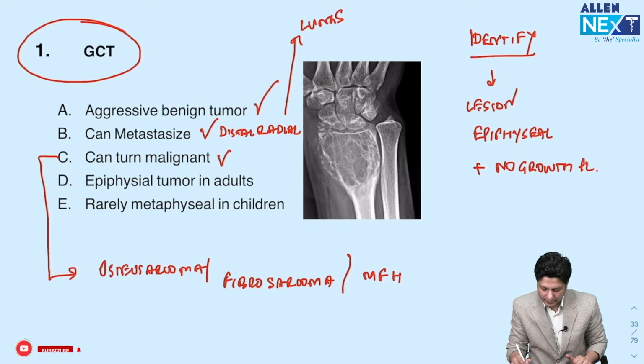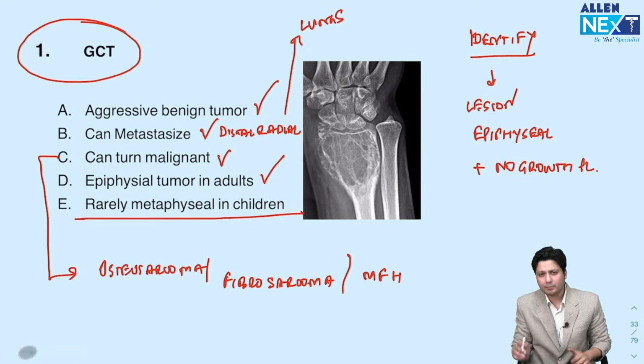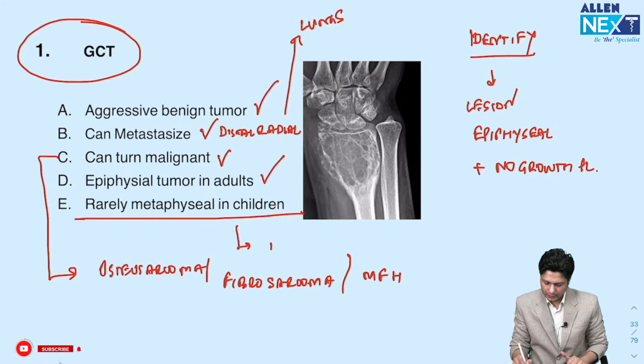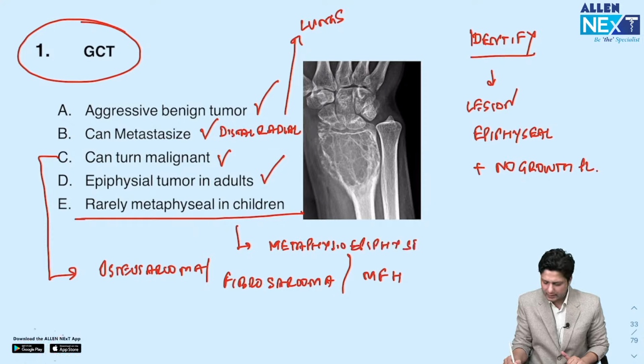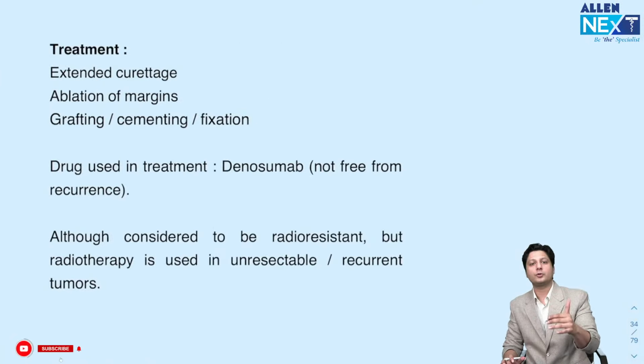Next, epiphyseal tumor in adult. This is what we have already told. It is rarely metaphyseal, but that too in case of a child, because in case of a child, what happens? It could be a metaphyseo-epiphyseal kind of a tumor. All right. So it is an epiphyseal tumor. It doesn't mean that it is a metaphyseal tumor. Metaphyseo-epiphyseal, and that too in case of a child, and that too is a rare phenomenon.